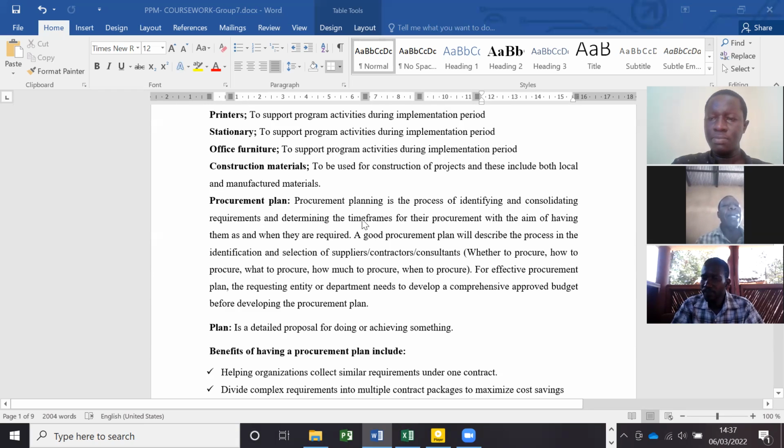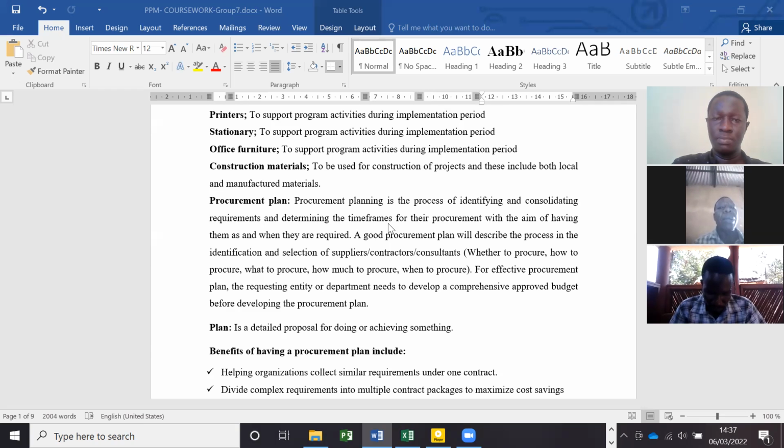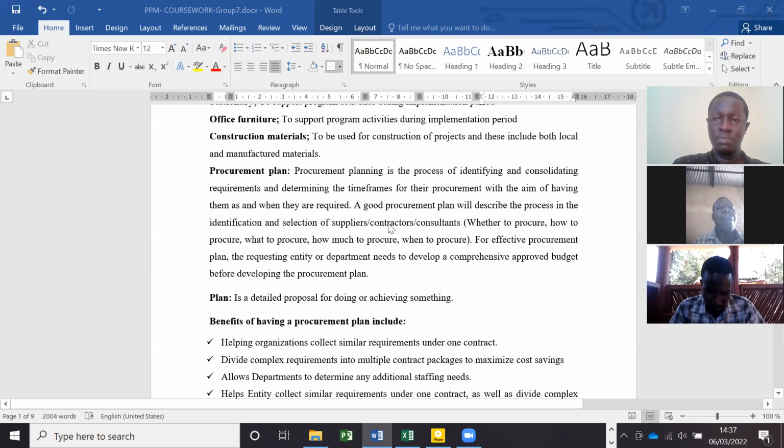We have looked at project activities and inputs that are required. Mine is only looking at the budget, how we have developed a budget in order to come up with a good procurement plan.